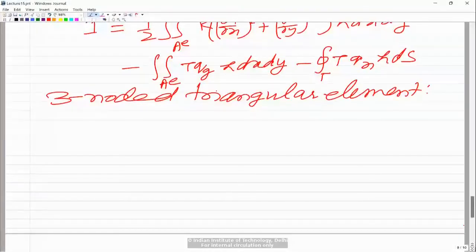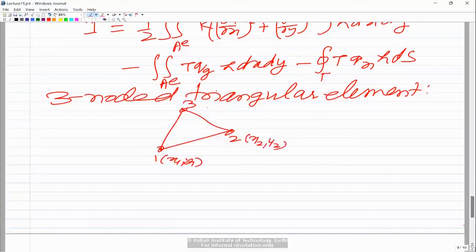So as I said already, the element is a triangle with three nodes. So we have these corner nodes. Our nodes are numbered as local nodes 1, 2, and 3, and the coordinates are x1, y1, x2, y2, and x3, y3. The degrees of freedom are t1 at node 1, t2 at node 2, and t3 at node 3. And this is the origin of x and y. And you can have any point p inside this, whose coordinates would be, let us say, x and y.